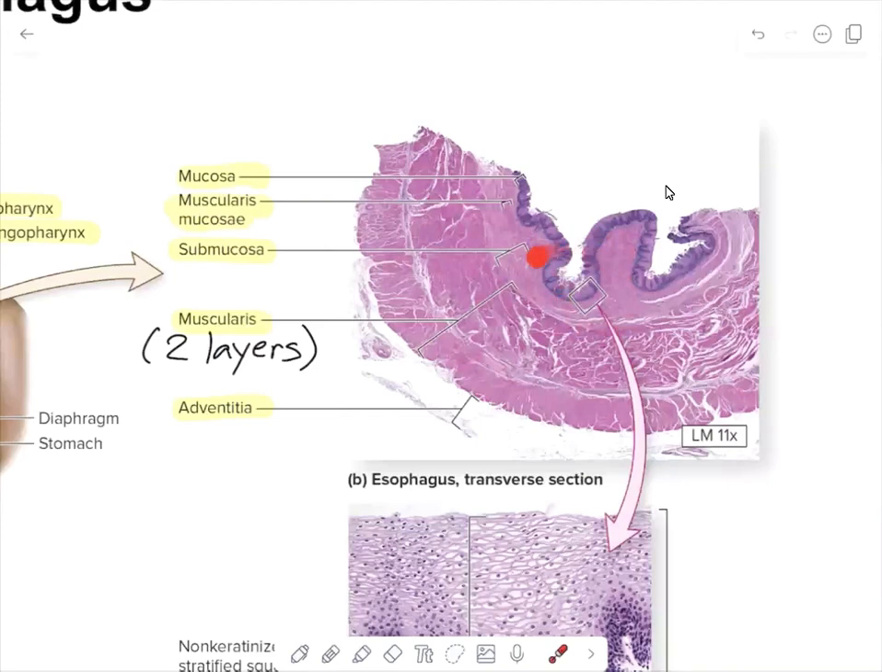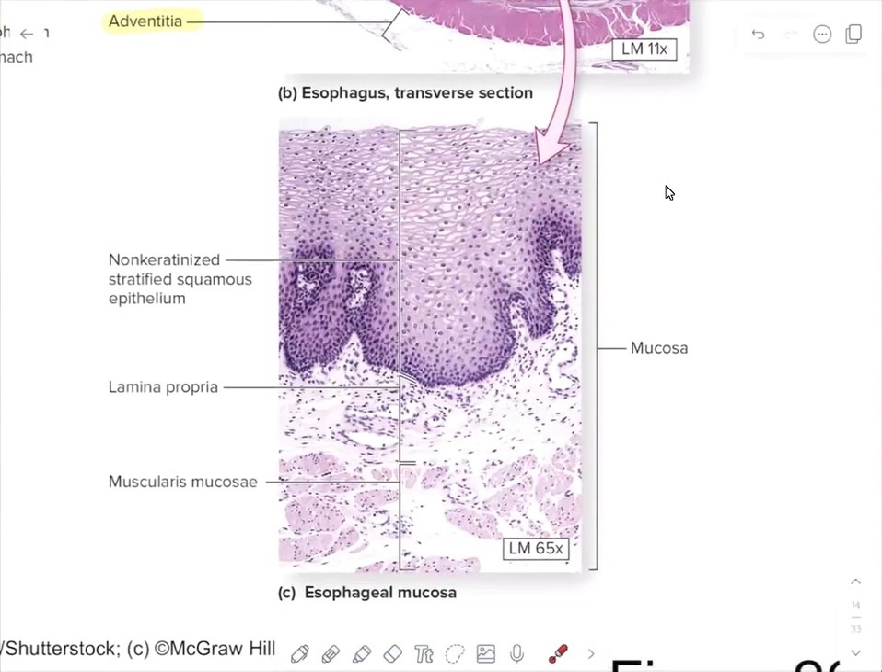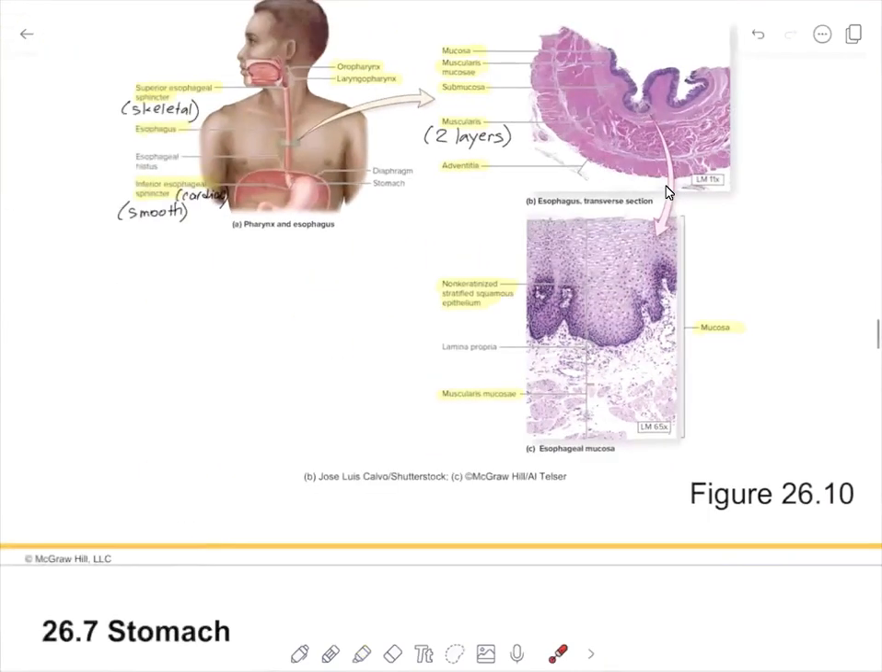Looking now closely at a region of the mucosa, we see stratified squamous epithelium, which of course is non-keratinized. This is showing the mucosa region. At the base of the mucosa is the muscularis mucosa. And this is going to change now as we start to look at the stomach coming up.